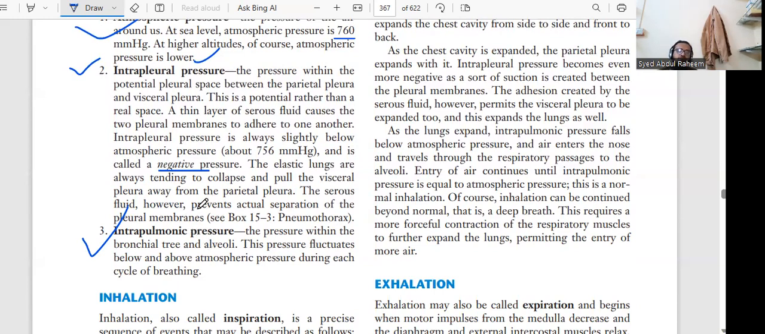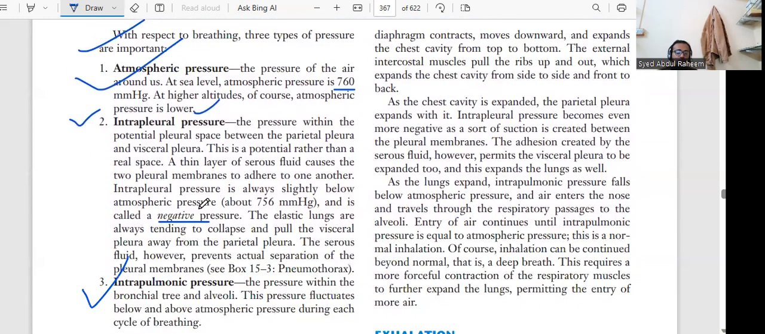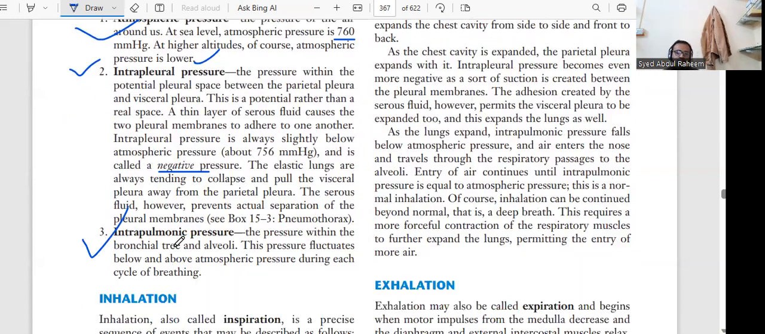So basically, intrapleural means outside the lungs. Pleura is the covering of the lungs. We have the vessel and in that we have visceral fluid also. Intrapleural pressure is slightly lower than atmospheric pressure. If atmospheric pressure is 700, it will become 600. If it is 500, it will become 400. This is how to get it.